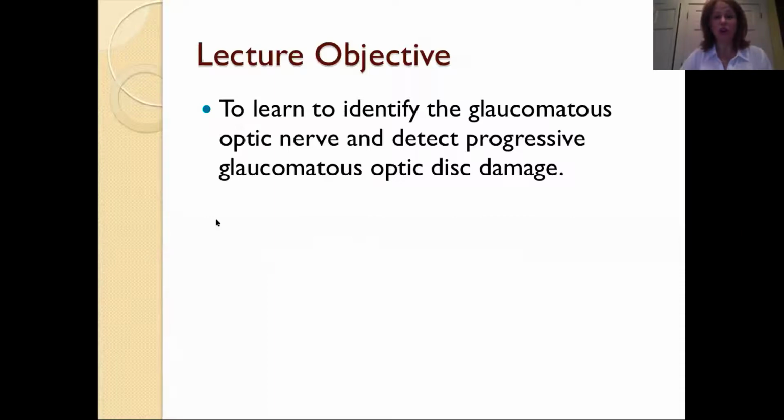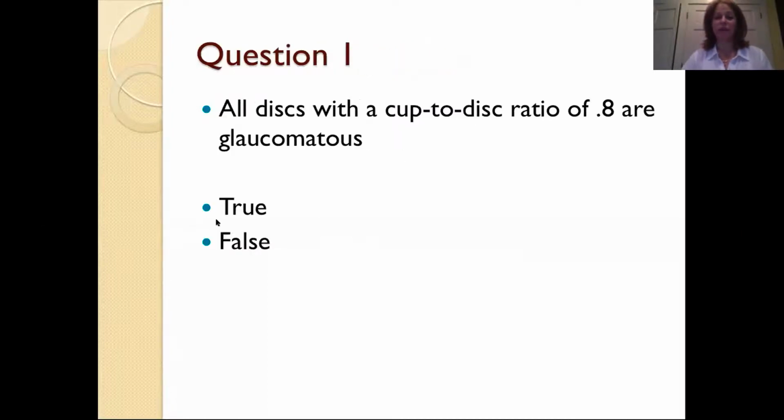The purpose of today's talk is to learn to identify the glaucomatous optic nerve and to detect progressive glaucomatous optic disc damage. So our first question is, all discs with a cup-to-disc ratio of 0.8 are glaucomatous. True or false? Okay. We'll move on to the next question.